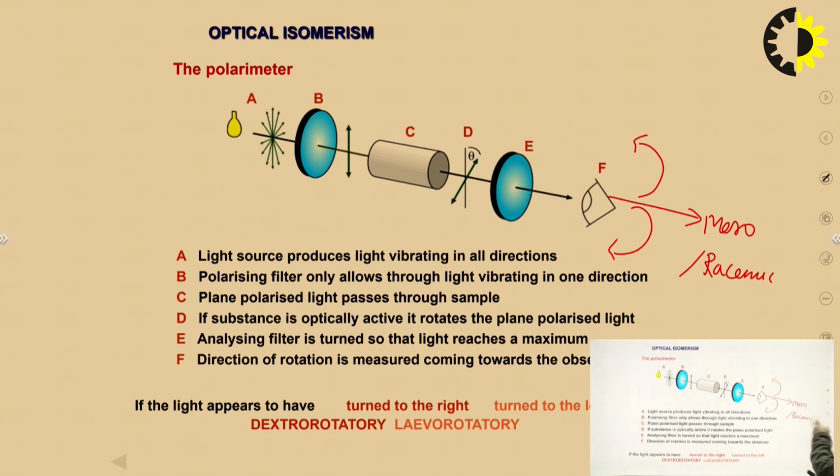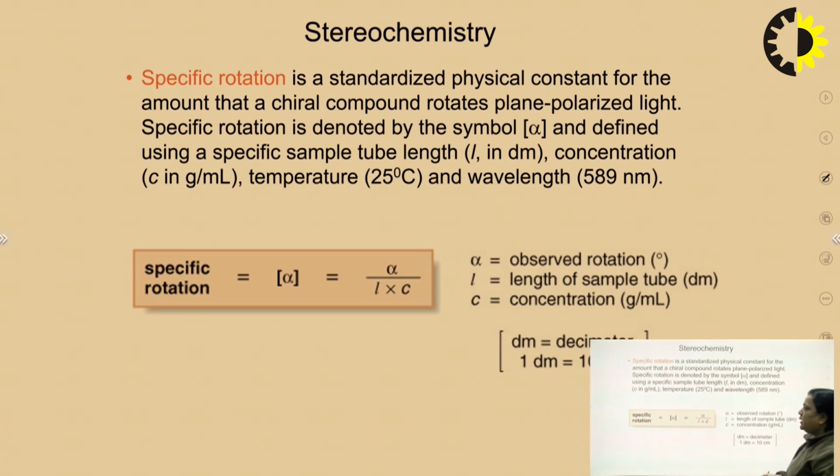Now, dextro and levo. These two terms we generally understand with the terms enantiomer and diastereomer, which I will explain in the next slide.